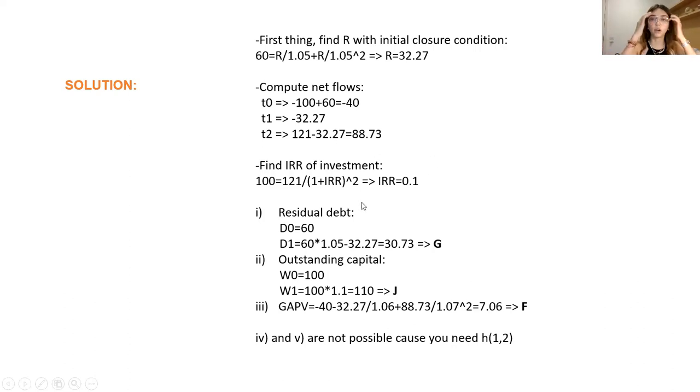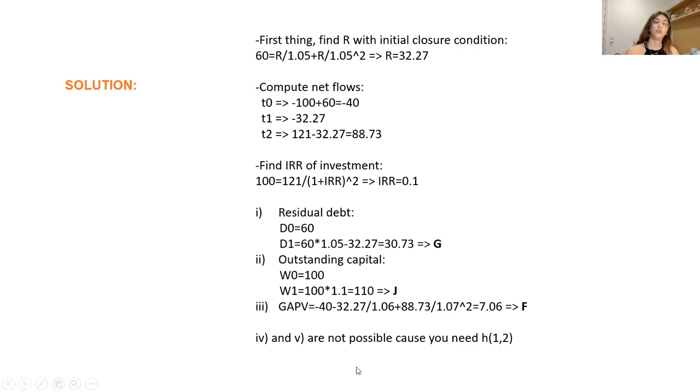Okay, so great. Now you have your IRR. And you simply take your outstanding capital at 0 and you bring it forward a year. And so your outstanding capital at 1, what is it going to be? It's going to be 110. Great. So for the 2 questions, that was pretty easy. You have J and G.